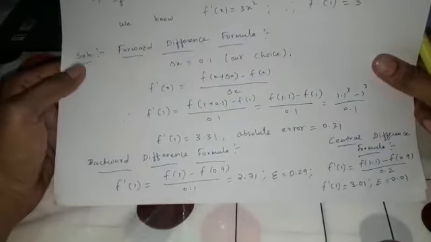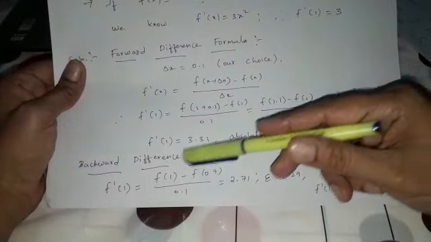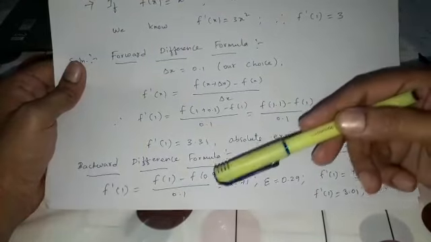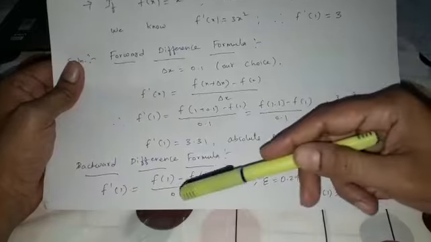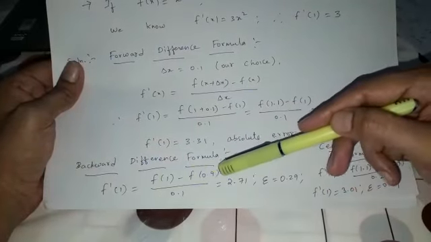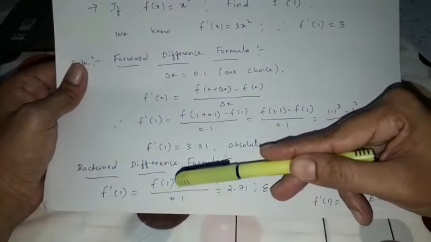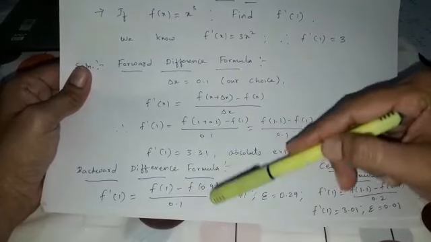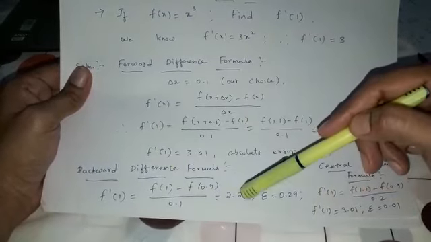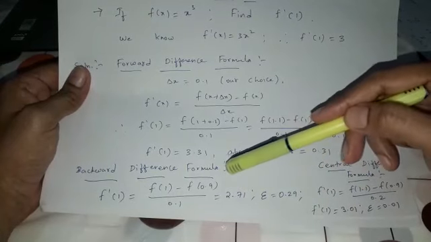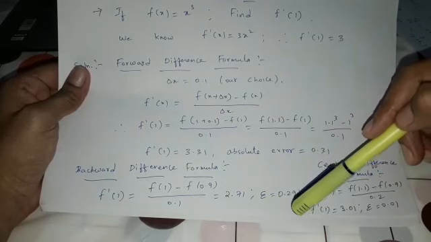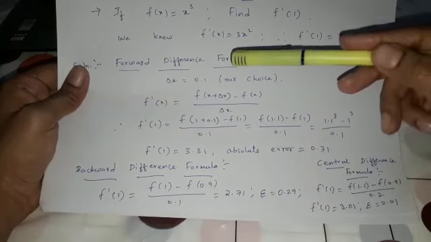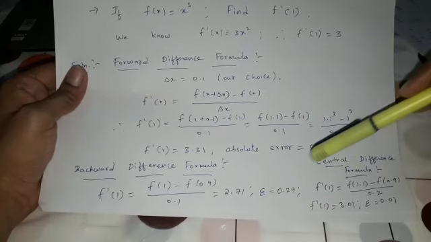Okay, you can also use the backward difference formula. The backward difference formula for finding f dash of x is nothing but f of x minus f of x minus delta x over delta x. So if you substitute the values, you'll get f of 1 minus f of 0.9 over 0.1. F of 1, you know, is 1 cube, minus f of 0.9, which is 0.9 the whole cube. If you substitute and calculate, you will get f dash of 1 as 2.71 using the backward difference formula. The absolute error is 0.29. Okay, so the backward difference formula is a bit more accurate than the forward difference formula because the absolute error is reduced.